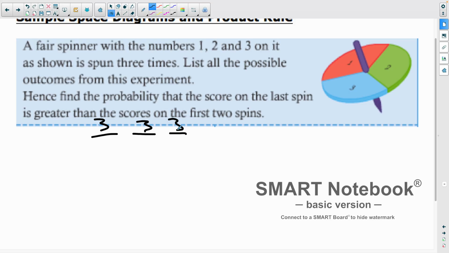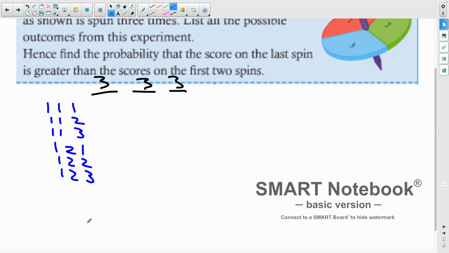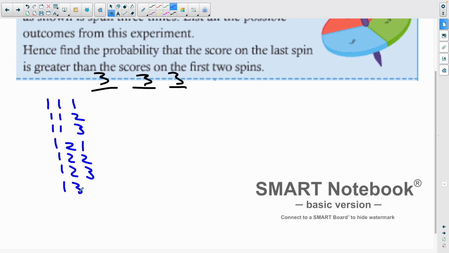Okay? So I'm going to start. In my first little column over here, I'm going to say, okay, what if I were to roll a 1 on all 3 spins? So I got a 1, 1, 1. 1, 1, 2 could be another outcome. And 1, 1, 3. So I'm kind of trying to do this systematically as I'm going. Now I'm going to keep the 1 in the front. I'm going to change the middle number to a 2. So 1, 2, 1, 1, 2, 2, 1, 2, 3. And then I'm going to change that middle number to a 3. So 1, 3, 1, 1, 3, 2, 1, 3, 3.